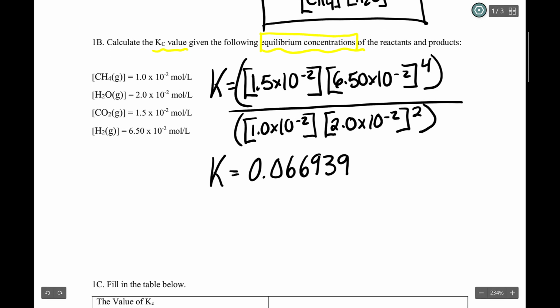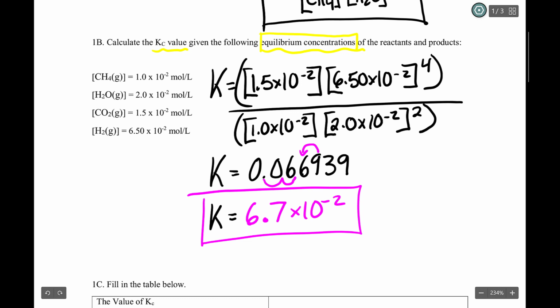Now, I should convert this into scientific notation, and generally K values are written as 2 significant digits in a scientific notation format. So for instance, I'd move my decimal place back 2 spots. This would be 6 point 9, and the 9 would round up the 6 to 7 times 10 to the negative 2. Again, 2 back, and there's my K value.